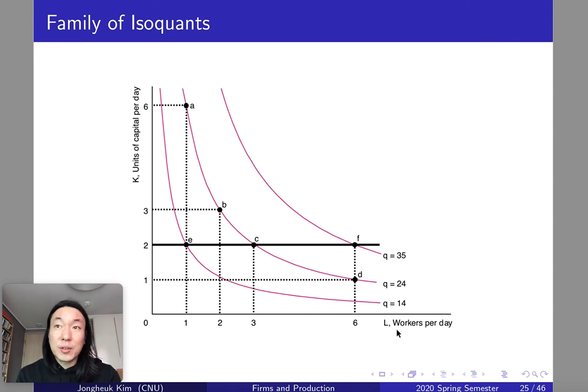And you can connect all these infinite possibilities of combination. Then it is called the isoquant curve. Okay. So this is the second lesson from this graph. So is everyone clear about the isoquant curve?